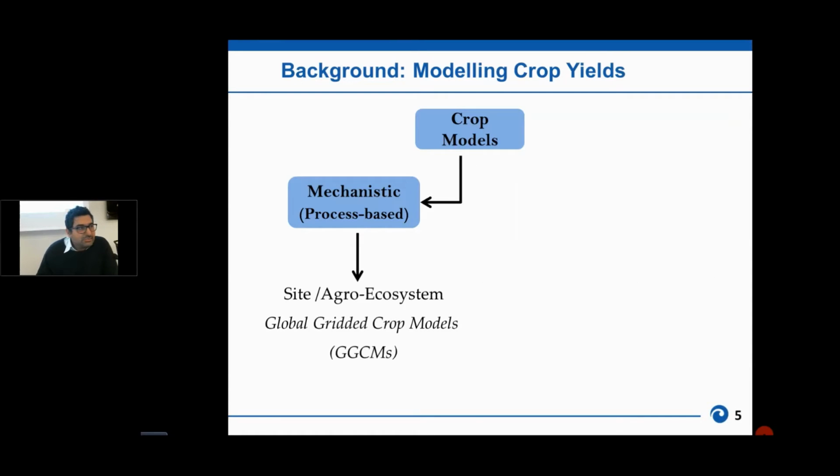Further down the line, the process-based crop models are typically either site-based, where the calibration is done at a field scale, or agro-ecosystem-based process models, wherein they focus more on the carbon and nitrogen dynamics and the feedbacks. Irrespective of which of these crop models, the current generation of crop models that we have are at a global gridded scale. Typically they are at a fine resolution of half a degree, and they cover the entire globe. These are known in short as GGCMs, similar to your GCMs as global climate models.